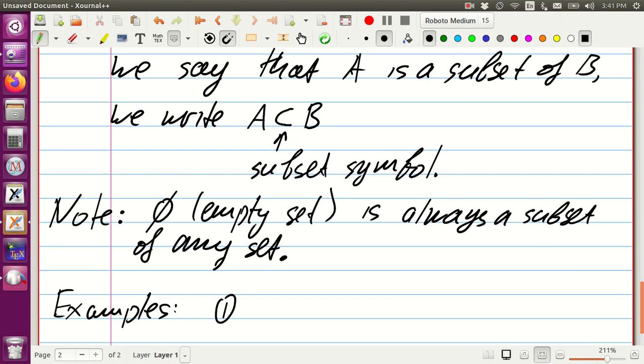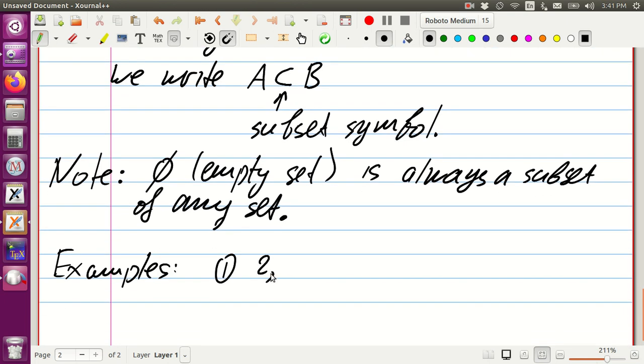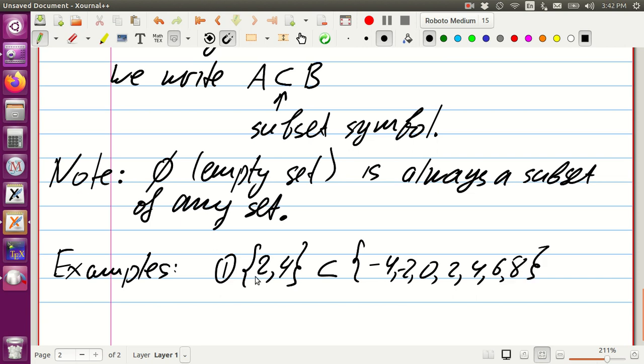First example is a relatively simple one. If we take two elements, 2 and 4, it's definitely going to be a subset of -4, -2, 0, 2, 4, 6, and 8. How do we check? We take 2 and we see, is it on the right side? Yes, check mark for 2. We take 4, we see if it's on the right side, check mark for 4. So we can clearly see that both 2 and 4 are on the right side. So the set {2, 4} is a subset of the right side.